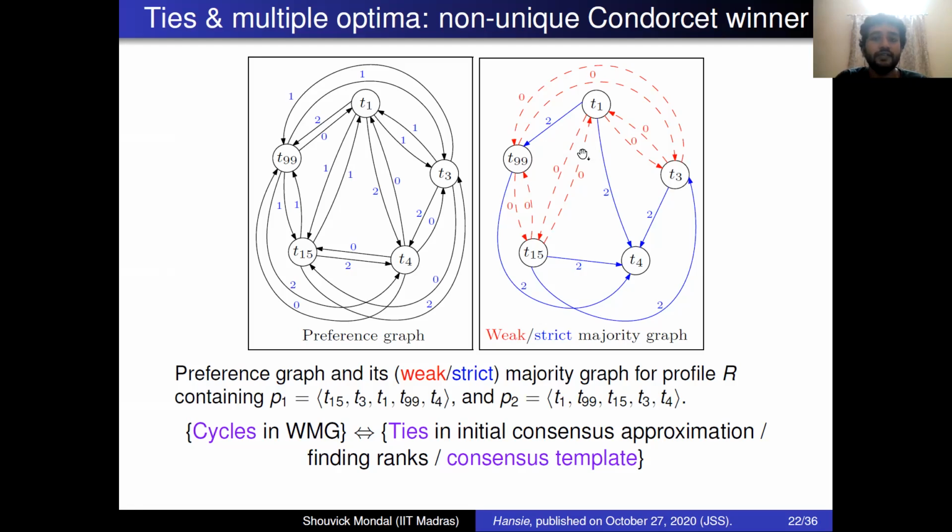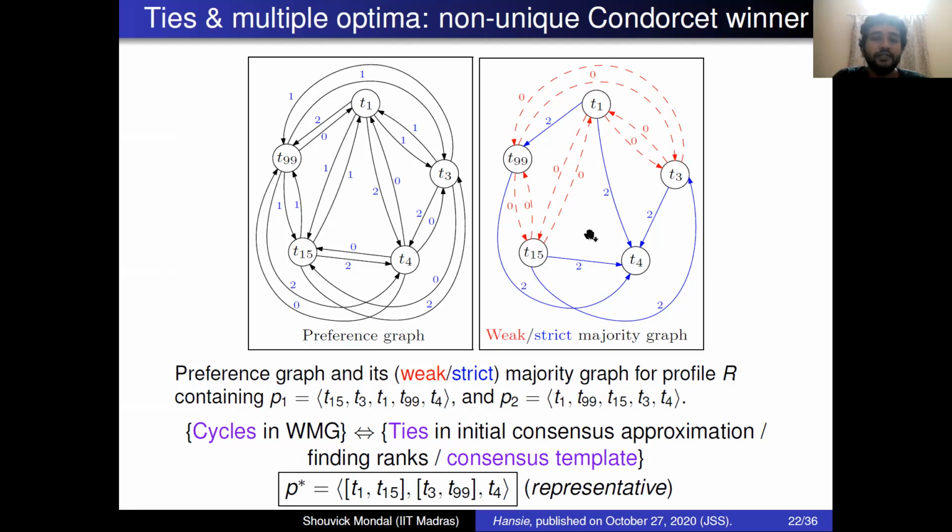So here we have in degree of 0 for two vertices, and also they are reachable via an edge of length 1 in the weak majority graph. Because there is a cycle, and a cycle leads to a kind of paradox, like there is ambiguity in which order to prefer. So because T1 and T15 are tied, they will appear tied for the first rank. So there is no unique Condorcet alternative here.